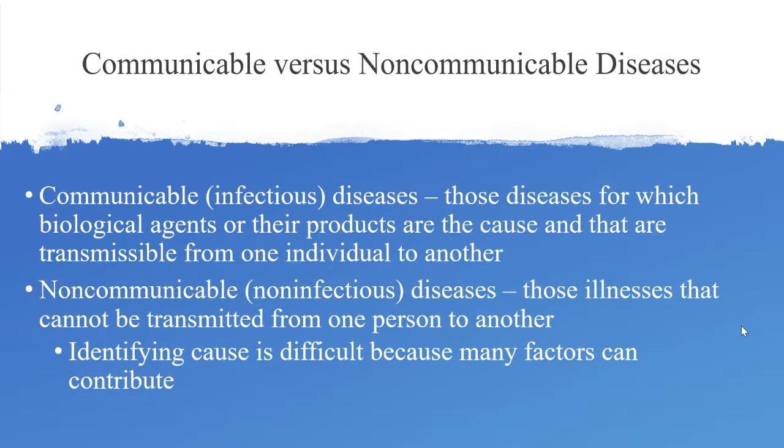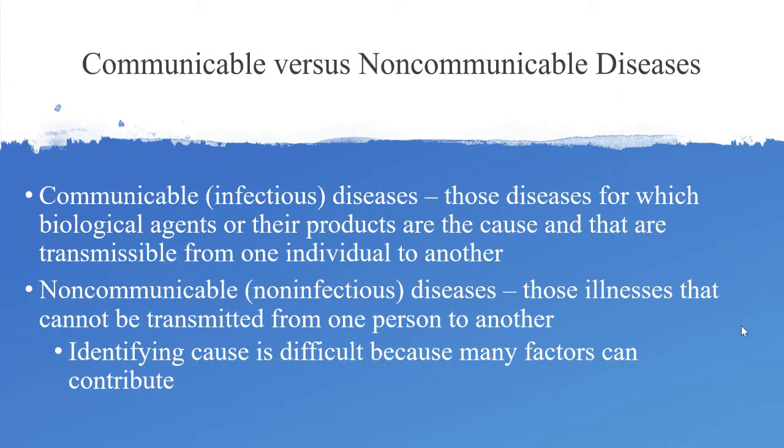Communicable diseases usually are caused by a biological agent, so a virus, a fungus, bacteria, protozoa. There's usually some sort of bacteria or microorganism that causes the sickness that is able to be passed from person to person. Whereas non-communicable diseases cannot be transmitted from person to person. An example of a non-communicable disease, let's say it's breast cancer, right? If I have breast cancer and cough on someone else, they're not going to get breast cancer from me.